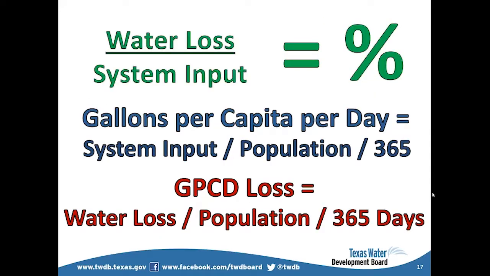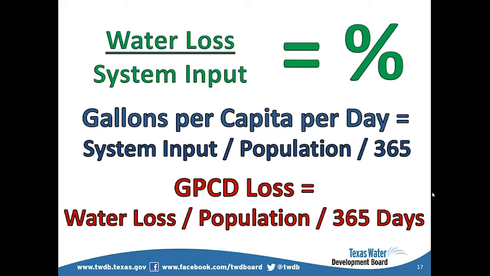And then on the water loss audit, we still provide information that you might not see on the AWWA worksheet. We provide the water loss percentage. So how we calculate that is taking your total water loss volume, we divide it by your total system input volume, and then multiply it by 100, and that gives you your water loss percentage.